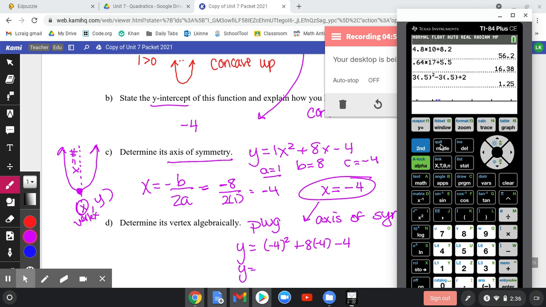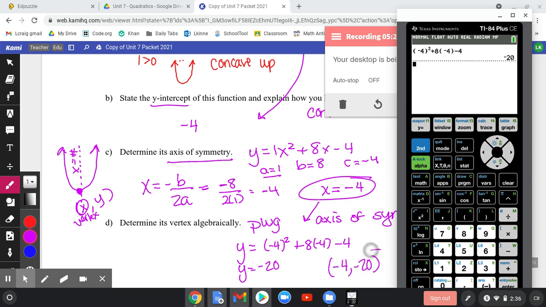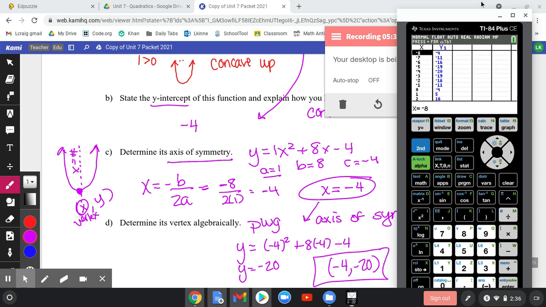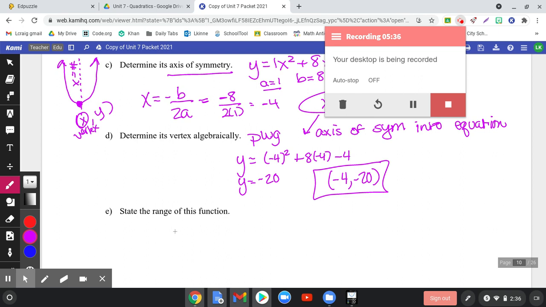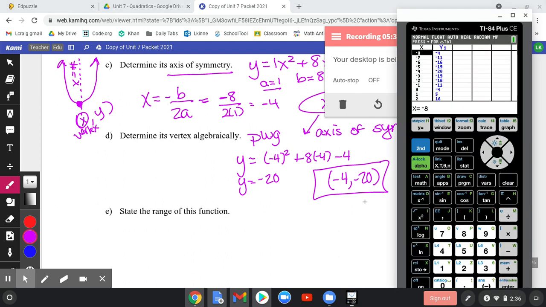Or you could have gone to just the main screen and parentheses, -4. It's important that you put parentheses around it or it won't work out. Plus 8 times -4 minus 4. Notice how I typed it in exactly as I have it here with parentheses and all. -20. So your vertex is the point -4, -20. But again, you can find that right from your table. You're always going to have your table and your calculator to help you. Just wanted to show you how you could do it algebraically. The range of the function, well, look at the graph again.